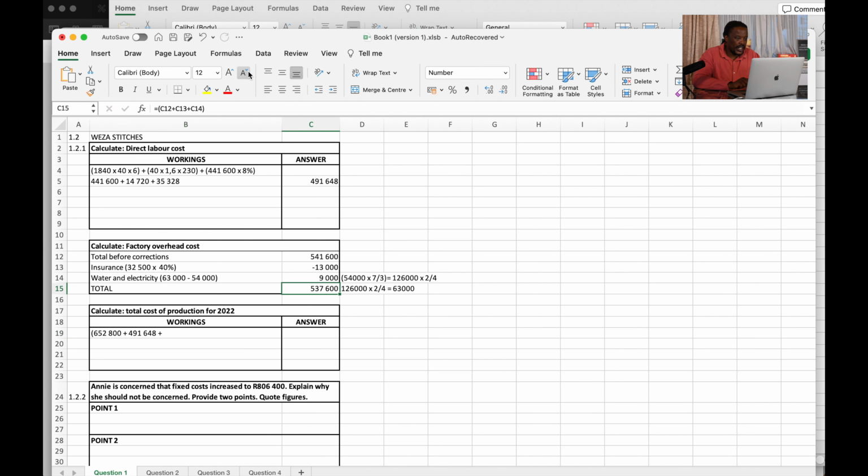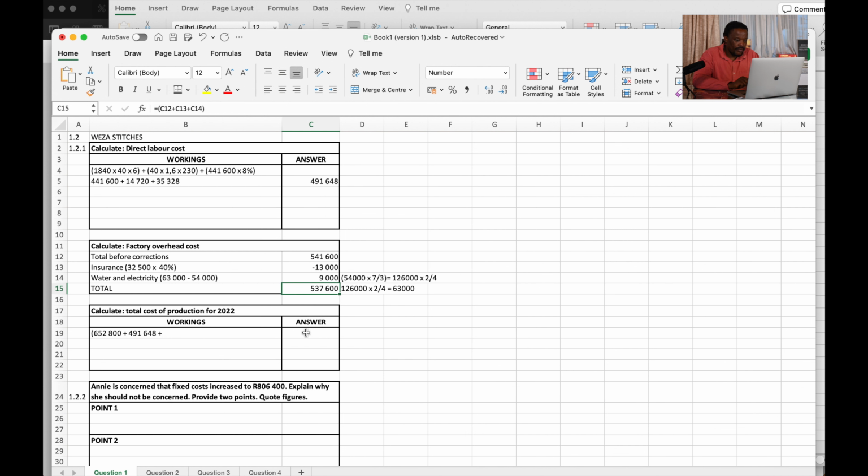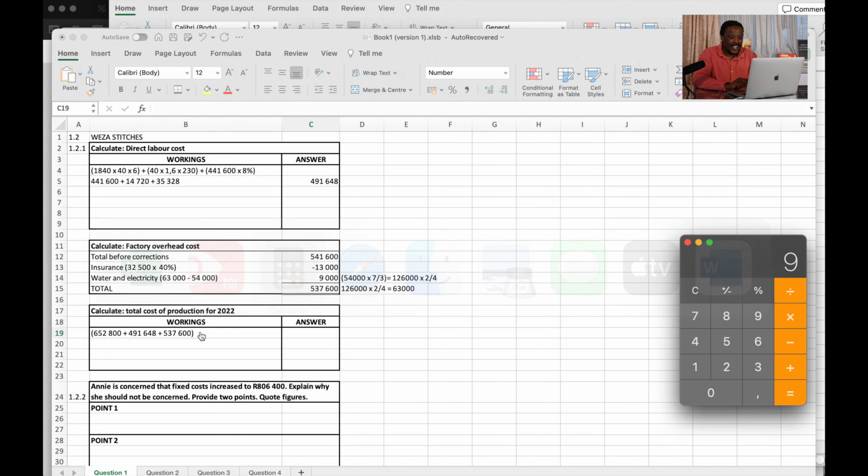Let me make that closing balance nicely. And you have this last one, which we just got, 537,600. And when you add them together, that is your answer. And you don't have to waste time. You have to do it and get these marks as quickly as you can. 800 plus, you can use your calculator.